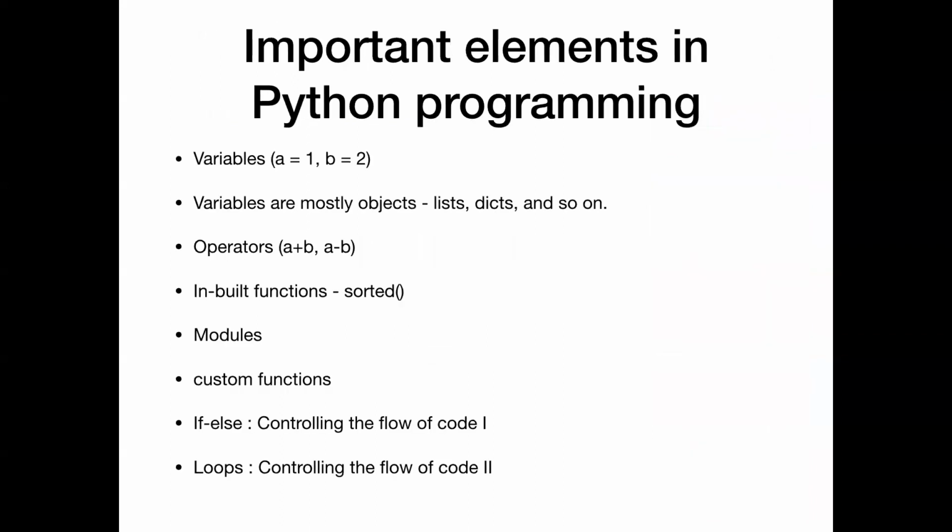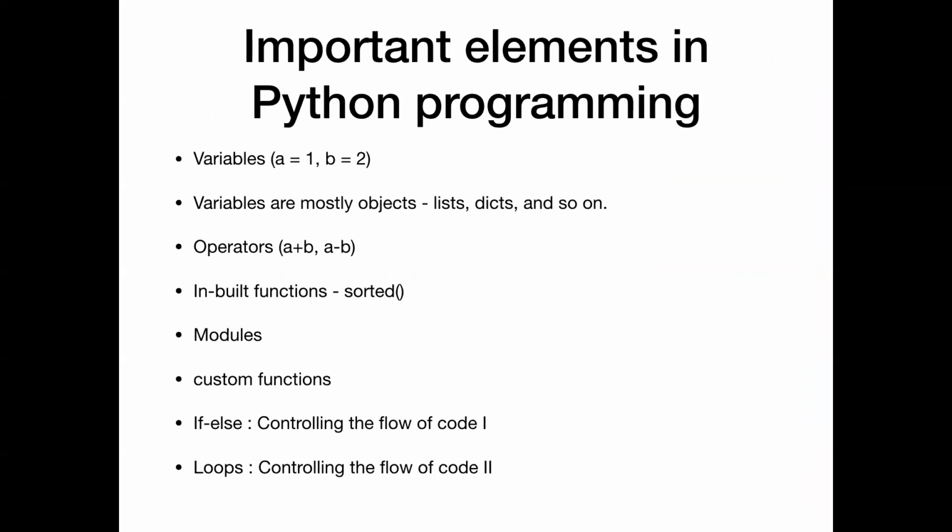Great. We talked about the important elements in Python programming. We looked at variables. When we say we initialize or declare a variable, when we say a equals 1 or b equals 2, these are mostly objects, lists, dictionaries, things like that. We looked at operators, which were a plus b, a minus b, things like that.